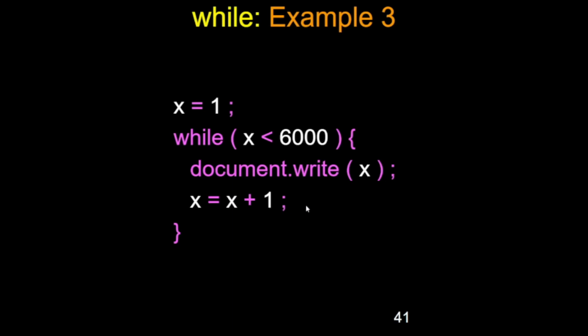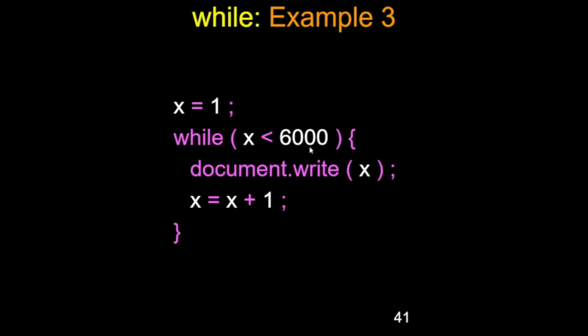It will print the value 3. It will update x to 4. Then it will again check that 4 is less than 6000. It will write the value of x, that is 4, and update the expression again, and this will go on and on. These two statements keep getting executed continuously up till 6000, unless and until this test condition is false.